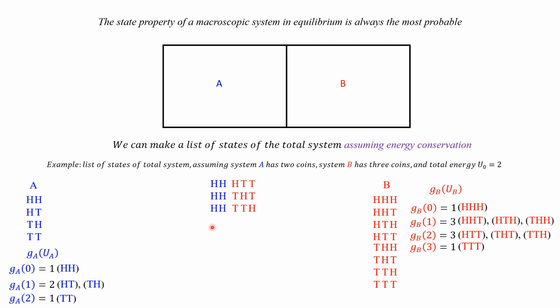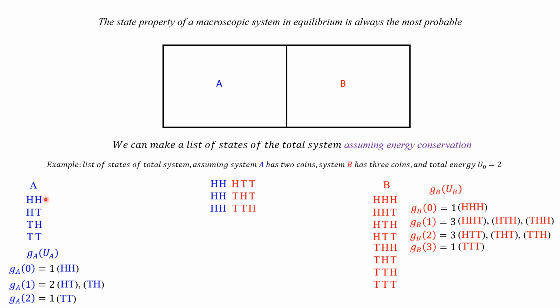Now, to make the list of states of the total system having the total energy that we chose as an example, we need to check how we can combine states of system A with states of system B so as to have a state of the total system with the total energy. So for example, let's check which states of system B can combine with this state, HH of system A, to form a state of the total system with energy 2.